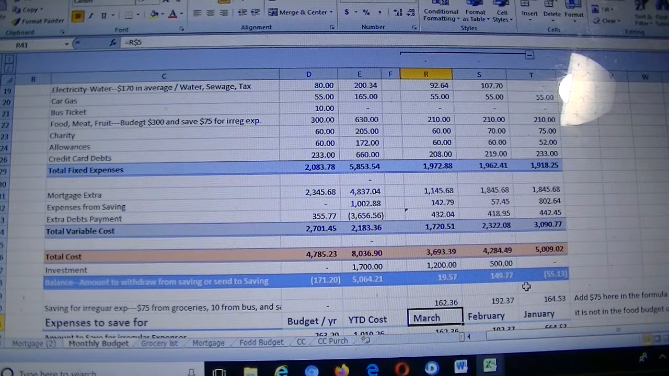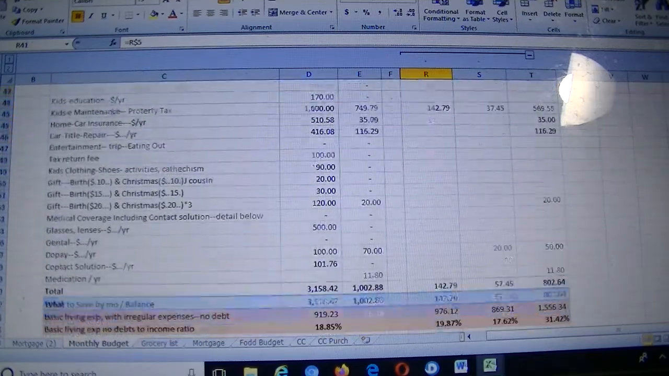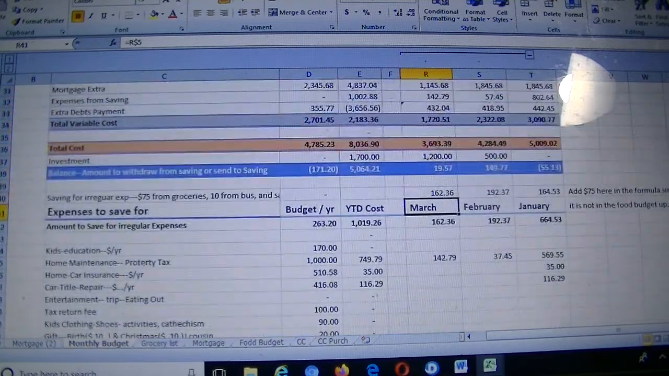But so now it's clearly how much we save up front is 162, which is more than what the irregular expense is. So technically it's going to make my balance positive, I think. Yeah, it is positive now. I have $19.57 left there.